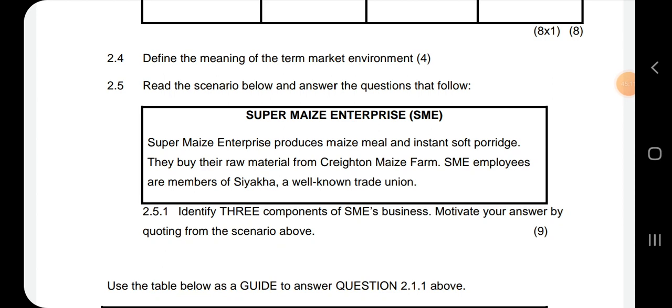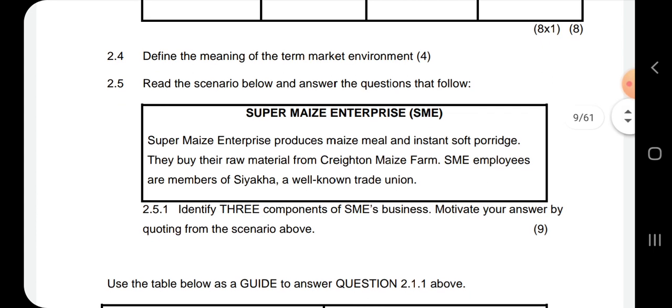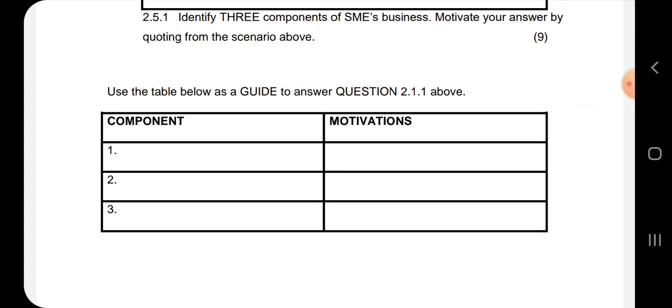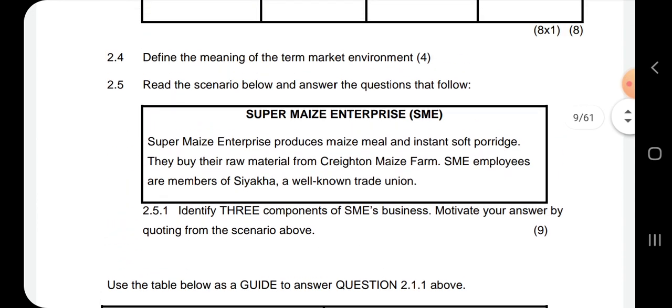But I'm going to be doing a whole question paper on paper 1 after doing the two remaining chapters on paper 2, and I'm going to answer all these questions, guys. So I was just showing you what has to happen. So you have to know how to identify components. You see, you have to identify components and motivate your answer.